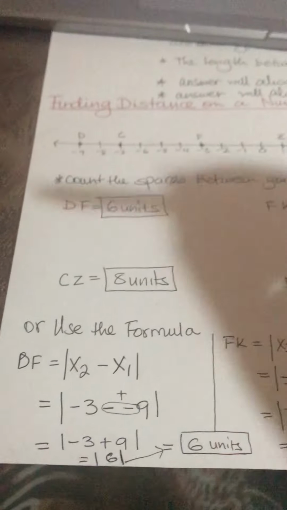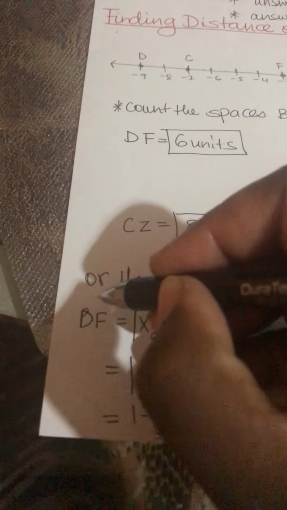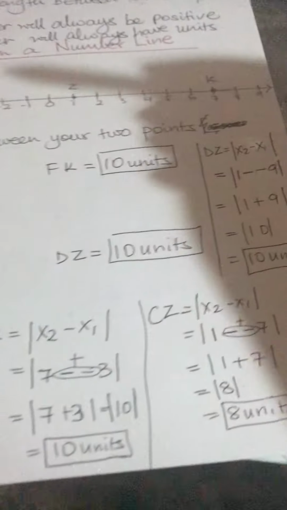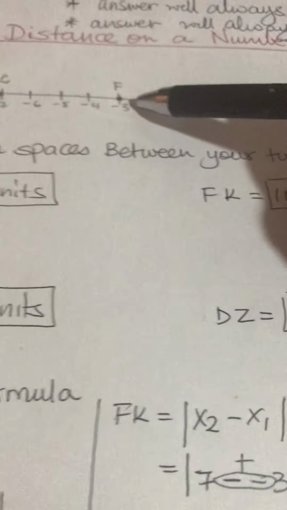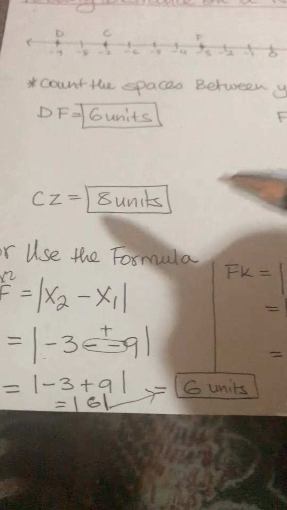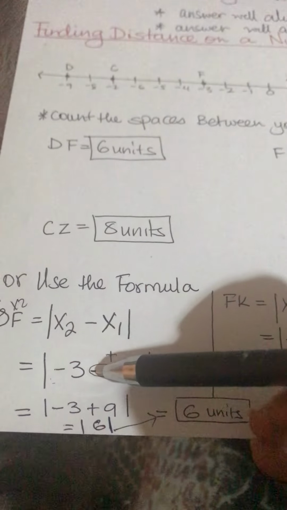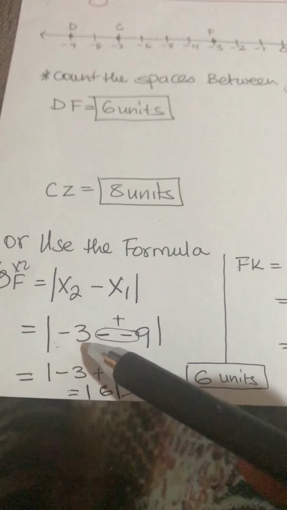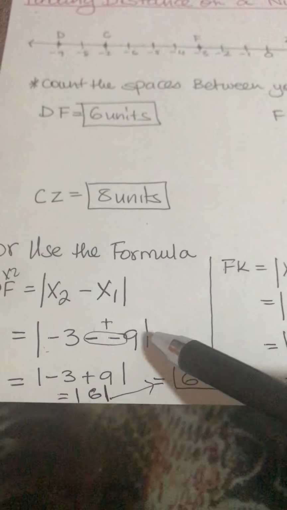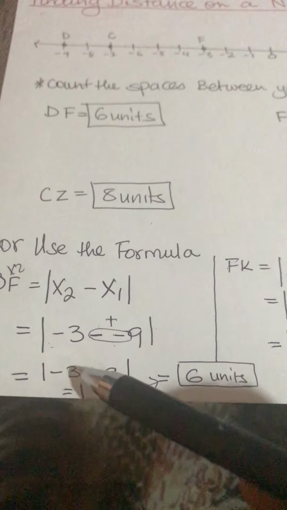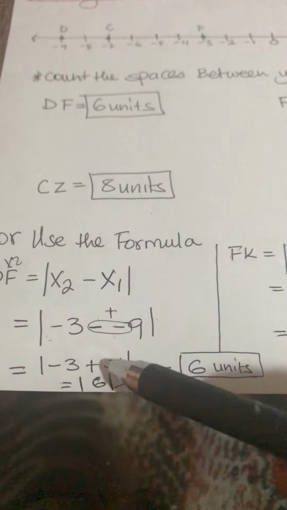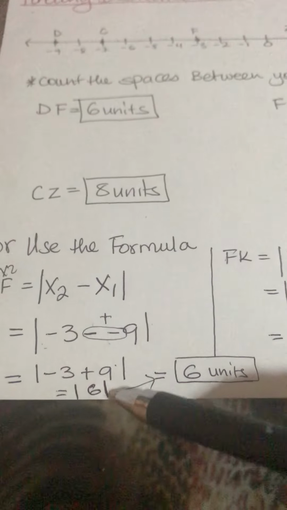So DF. F is my x2 and D is my x1. F is how much? -3. I wrote it over there. I am subtracting D, which is -9. So -3 minus -9, the two negatives become positive. -3 plus 9 becomes absolute value of 6. Absolute value of 6 is just 6 units.